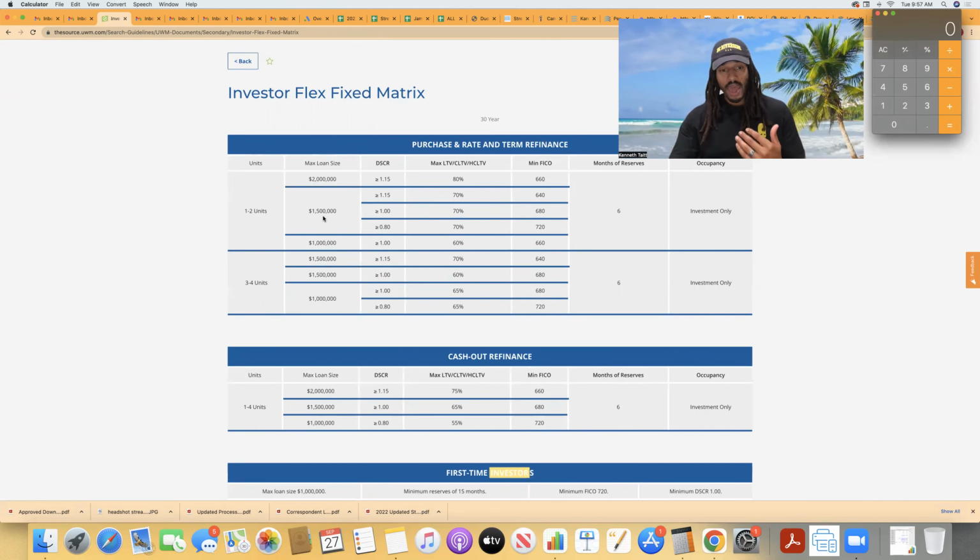So at a loan amount of up to $1.5 million, in a scenario where the person's credit score is at least 680 or above, 70% loan to value maximum, they can have a 1 debt service coverage ratio. So it's basically saying, hey, we're going to lower your amount that you have to show in rental income.